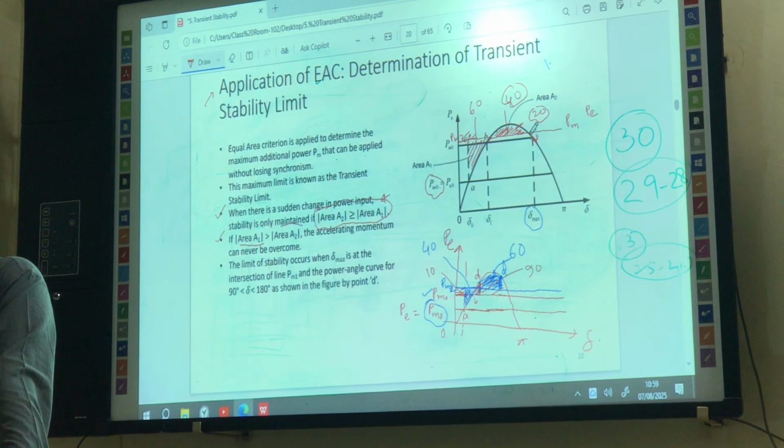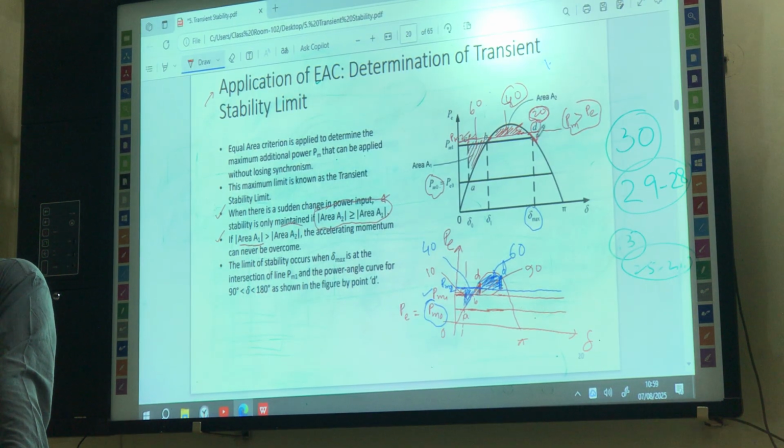Again, your Pm is higher than P, right? P is less than Pm. So this is acceleration or deceleration. Whenever you move forward from this D point to dissipate this extra energy, you are again going into the acceleration area, which will not be able to dissipate this energy.